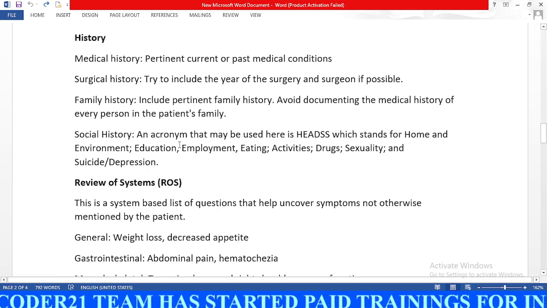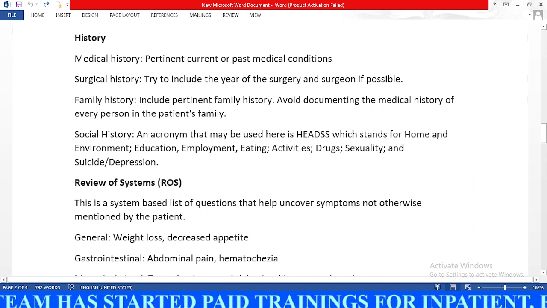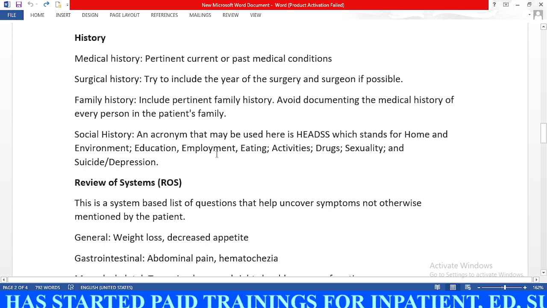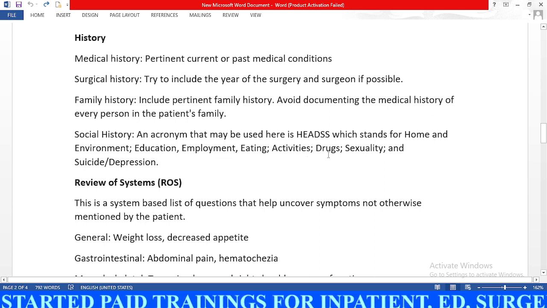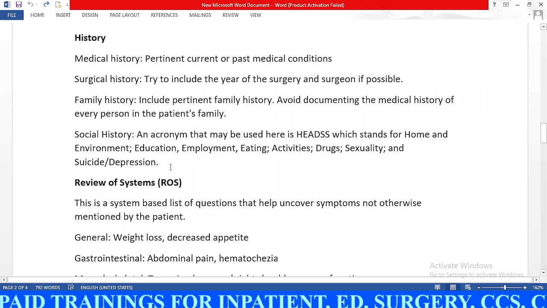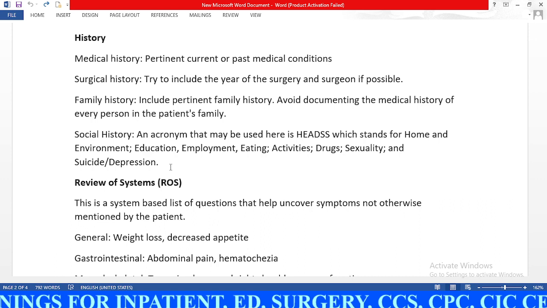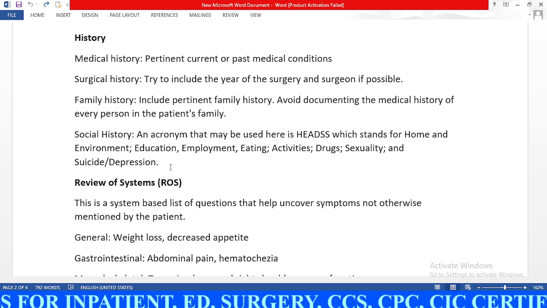Social history. An acronym that may be used here is HEDAS, which stands for Home and Environment, Education, Employment, Eating, Activities, Drug, Sexuality, and Suicide or Depression. So, based on social history also, the physician can determine or decide the patient diagnosis.